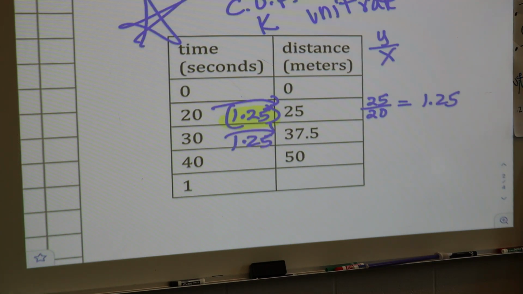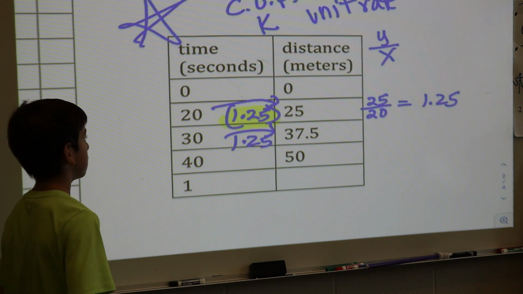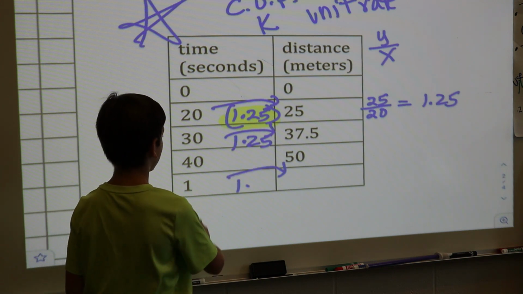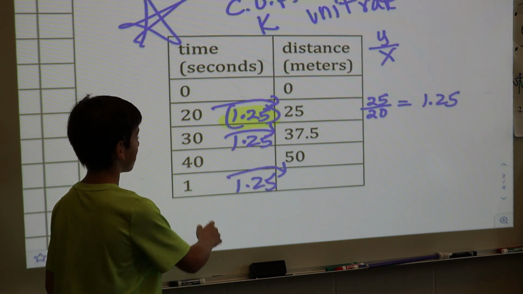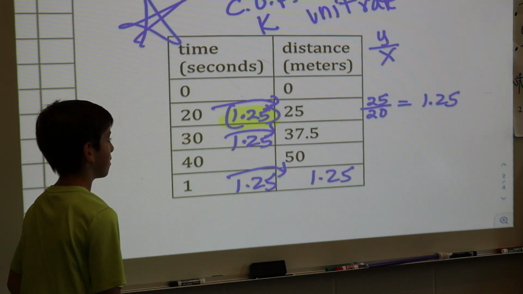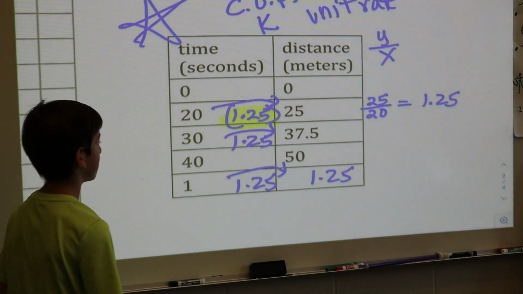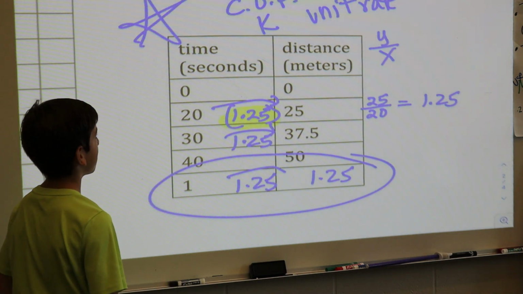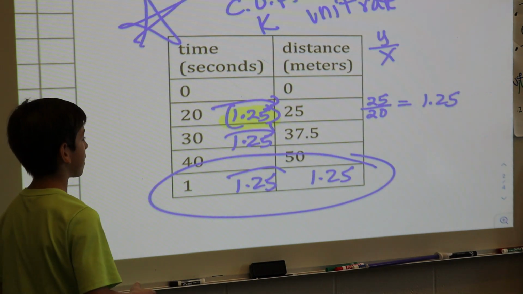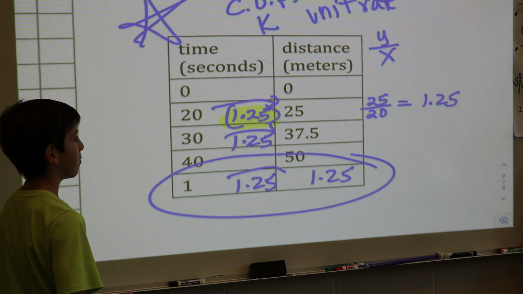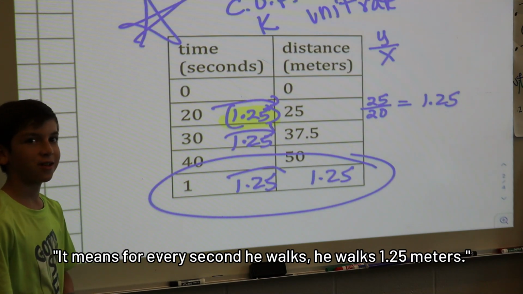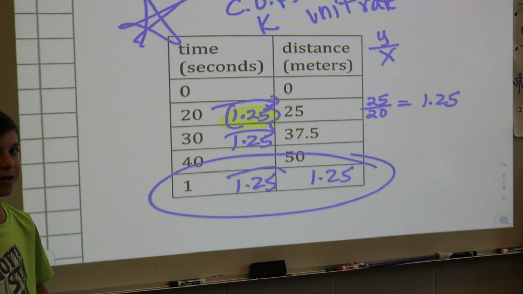So go ahead and complete and talk about that one row, Dennis. Okay, so you said we multiply by 1.25, so this would be 1.25. Okay, what does this point mean? It means that for every second he walks, he walked 1.25 meters. Yeah, for every second he walks, he gets 1.25 meters further.